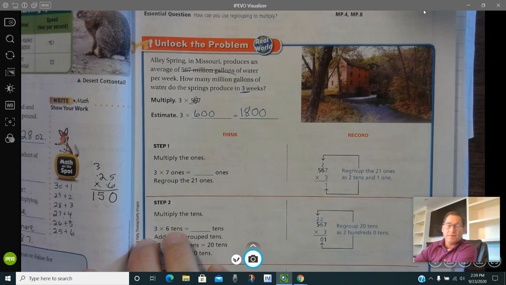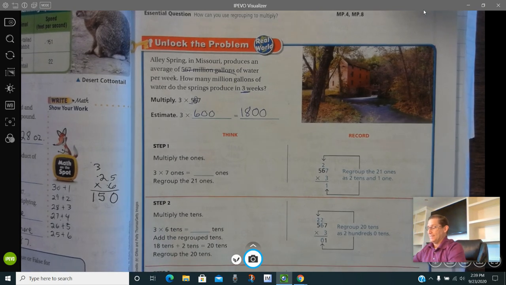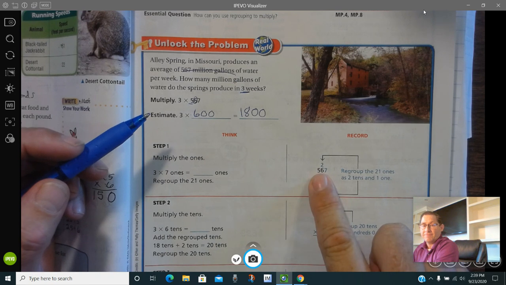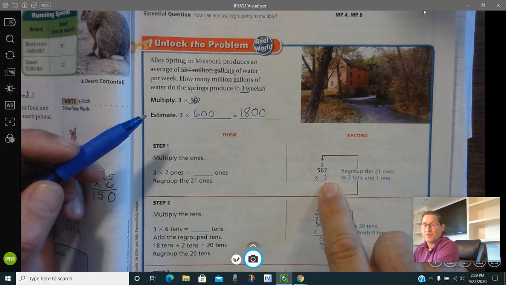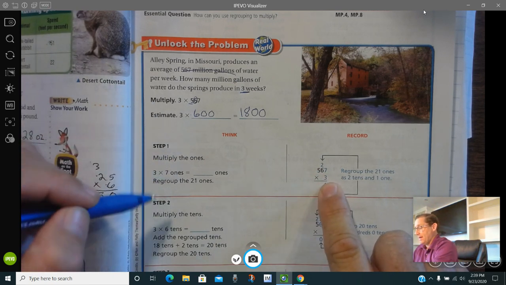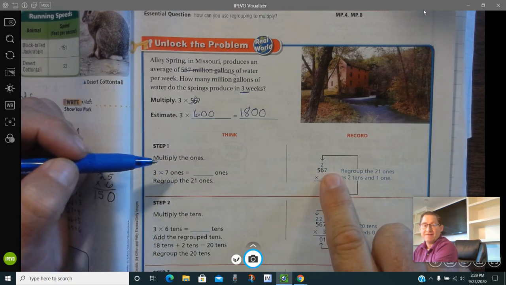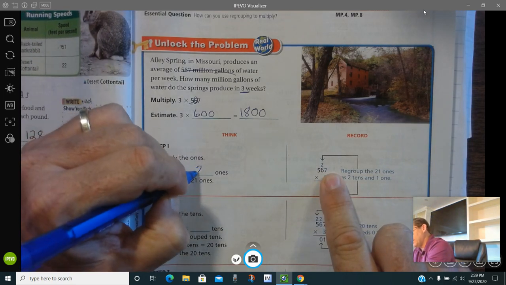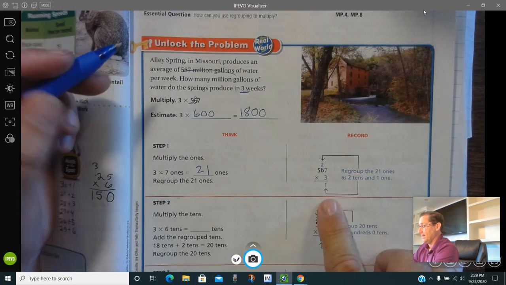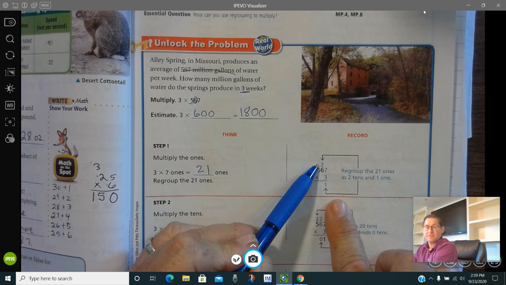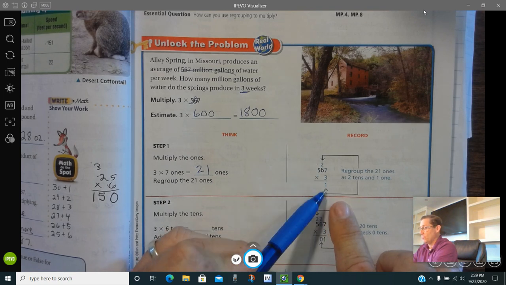All right, so step 1, multiply the ones. So this is how we start our problem. We have 567 times 3, and we're going to multiply the ones. There are 3 sets of 7 ones. 3 sets of 7 ones is 21. You'll notice that we regrouped the 2 tens of the 21.